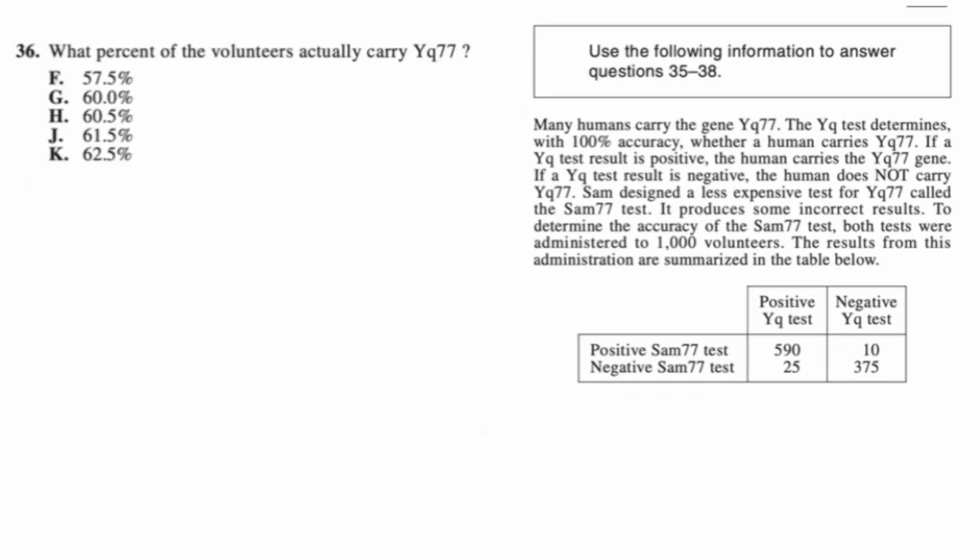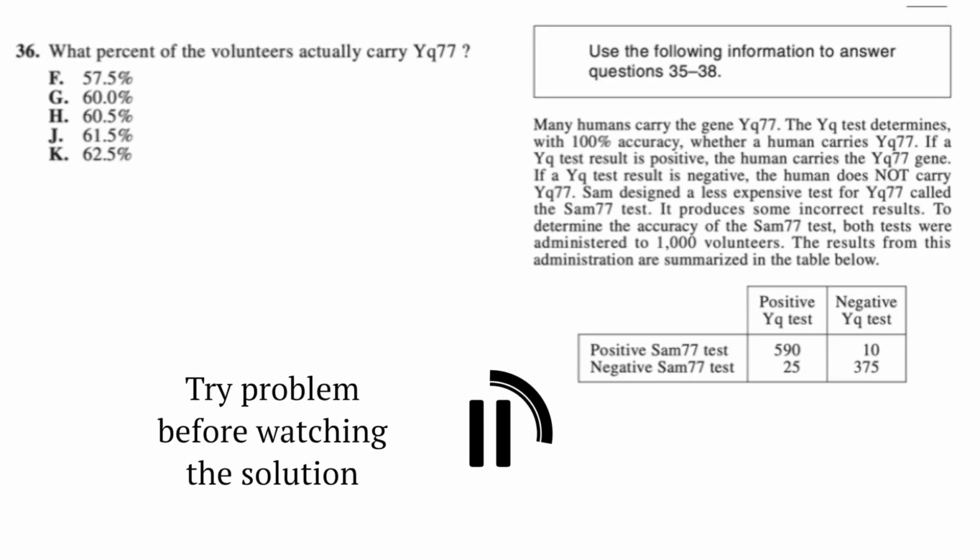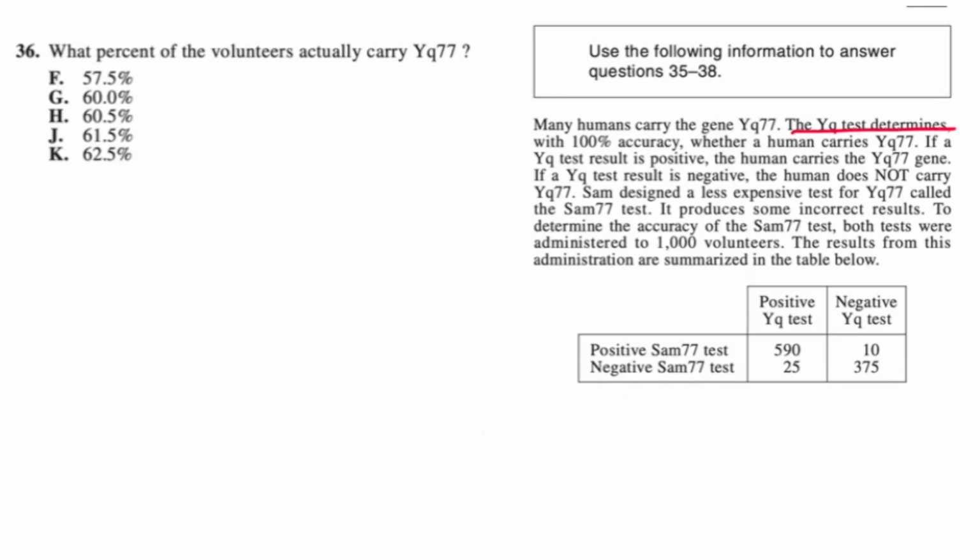Number 36 says, what percent of the volunteers actually carry YQ77? This one does require you to read into the problem a little bit more. It says here the YQ test determines with 100% accuracy whether a human carries YQ77. We want to know what percent actually carries YQ77.